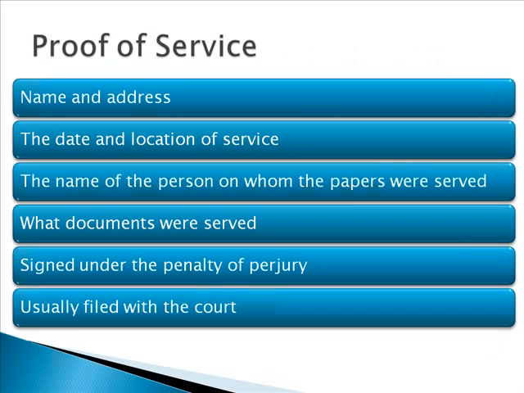Although each proof of service is different, they all basically ask the same questions. The person performing service will have to indicate their name and address, the date and location they served the papers, the name of the person on whom the papers were served, and what documents were served. The proof of service will be signed under the penalty of perjury. It is usually filed with the court after service is complete. The proof of service may be filed with the court by the person performing service, by a party to the action, or anyone else.